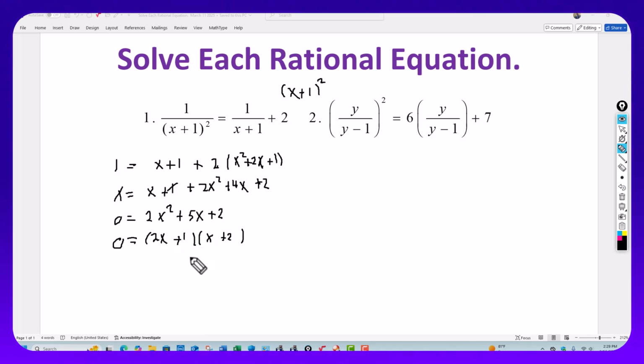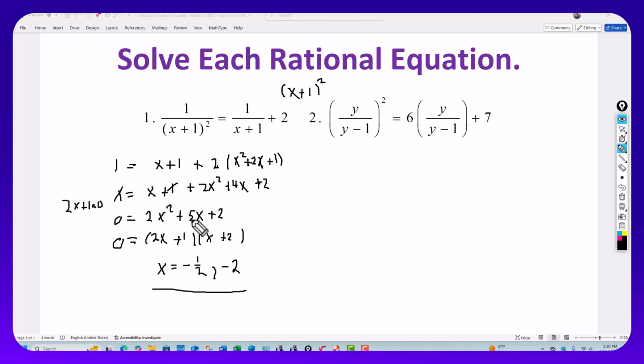Set each factor equal to 0, so 2x plus 1 will be 0 if x is equal to negative 1/2. Okay, we just set that equal to 0, 2x plus 1 equal to 0. Add negative 1 to both sides, and then divide by 2, we get x equal to negative 1/2. x plus 2 can be 0 when x is equal to negative 2. Set that equal to 0, solve for x, and we get negative 2. So the two solutions for this one, x equal negative 1/2 and negative 2, and we don't get 0 in the denominator. The only one that we can restrict here is if it's negative 1.